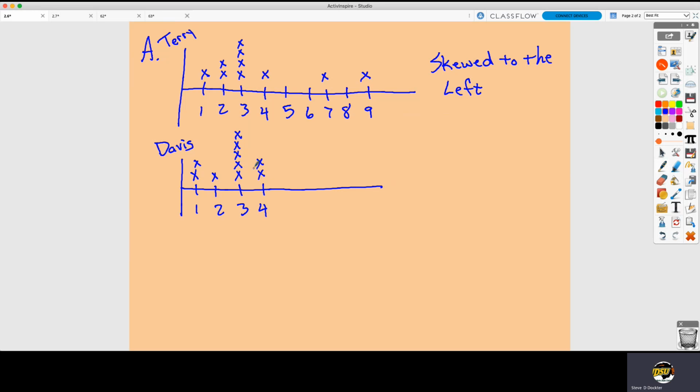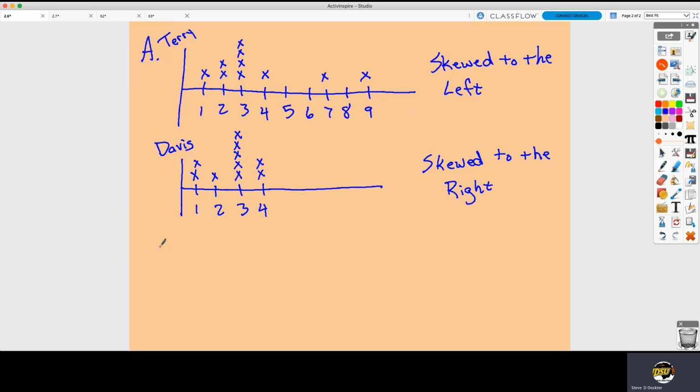Would this be skewed one way or the other? Are there more on one half than the other half? Well, there's more on the right side than the left side, so we could say this is skewed to the right. It's not as obvious as the top one, because technically we still have most of our data points in the middle, but you could make the case that this is skewed to the right.